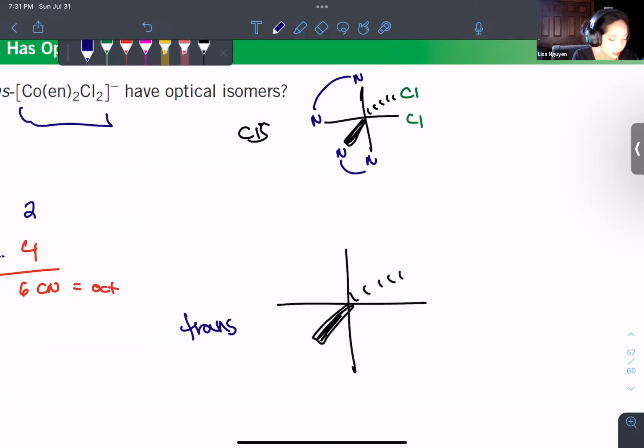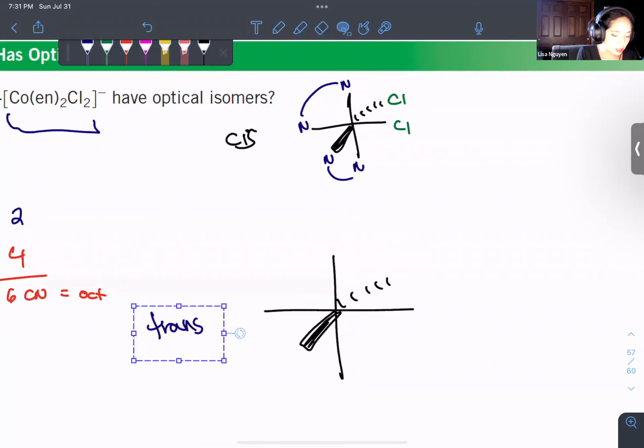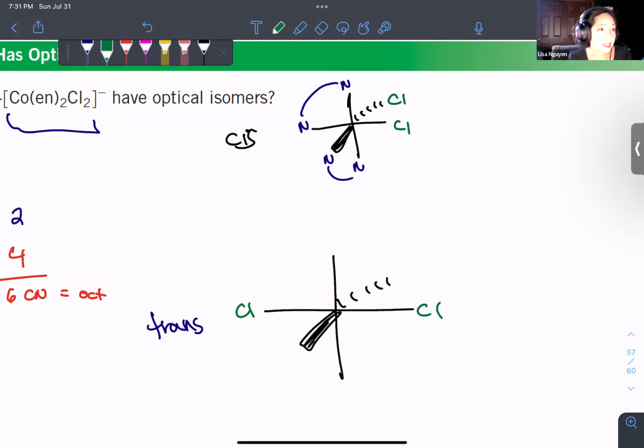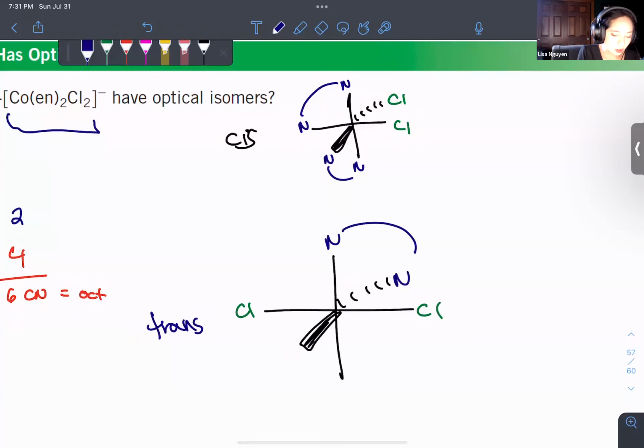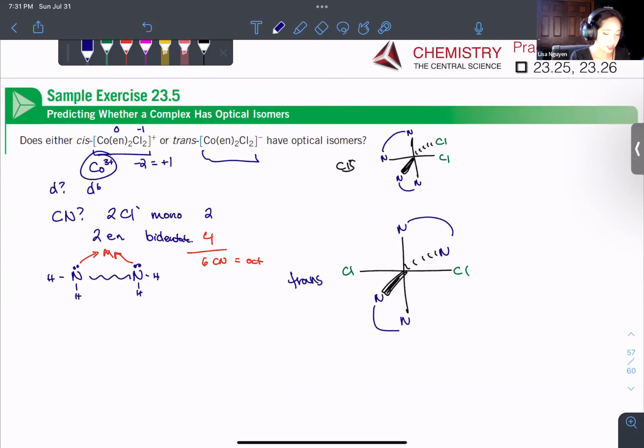So what this trans version looks like is, again, I'm going to focus on chloride, and I want to place the chlorides so they're opposite of one another. So I'm just going to put them here instead. So note how this looks much different than this in respect to where the chlorides are. So these chlorides are trans to one another. So I still need to place those ethylene diamines. So I'm going to place one right here and one right there. So these are completely different molecules. These are geometric isomers. They're completely different. They'll have different properties.